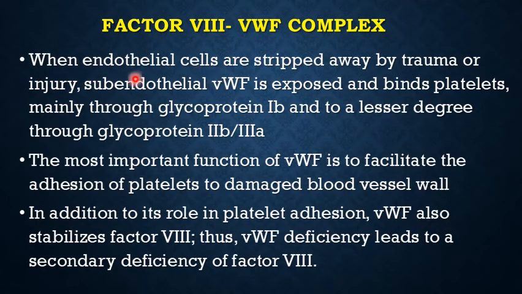When the endothelial cell is stripped away, injured, or stressed by any injury or trauma, the subendothelial von Willebrand factor is exposed. When this factor is exposed, it binds to the platelet through glycoprotein 1b and, to a lesser degree, through glycoprotein 2b and 3a. So the most important function of von Willebrand factor is to facilitate the adhesion of the platelet to the damaged blood vessel wall, in order to stop bleeding.